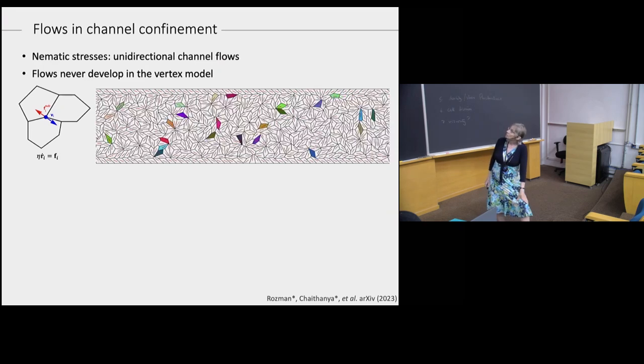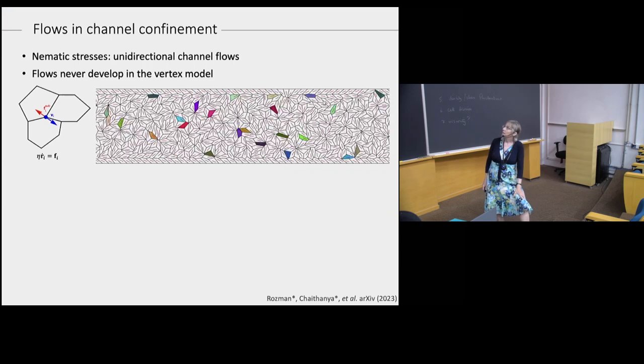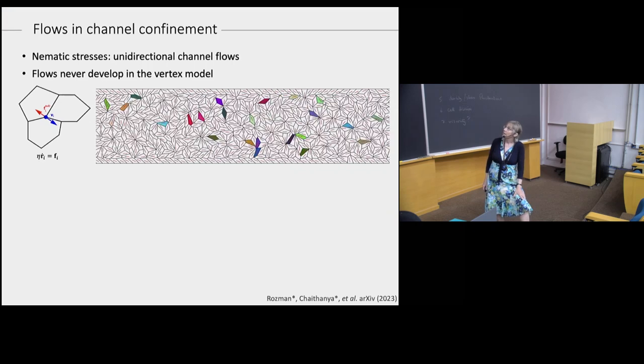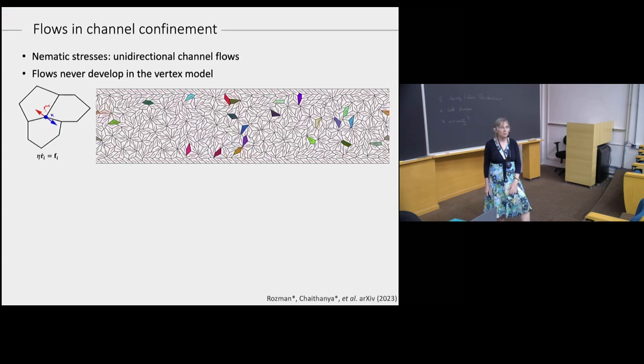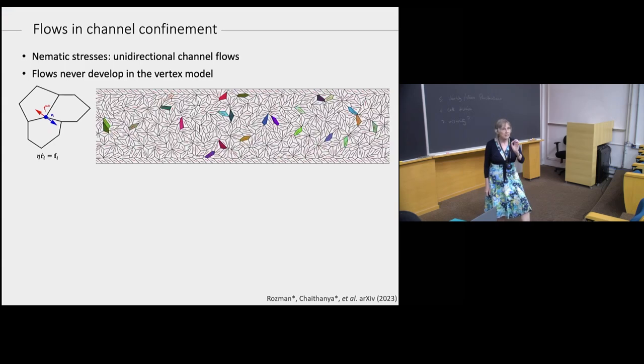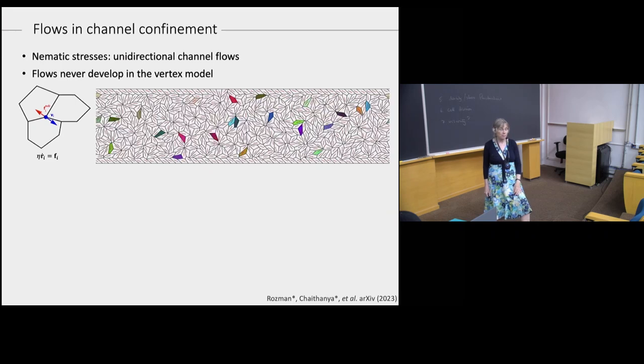And so we did it. We put it in a channel. Those colored things are just so you can see what's going on. The flows just don't develop in the vertex model. The vertex model is missing some of the physics in the continuum. So what's it missing?